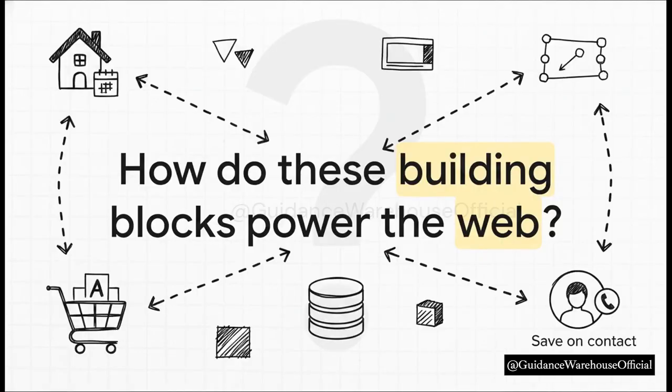So think about this for a second. How do these relatively simple building blocks, just naming columns and setting a few rules, power the entire modern web? The reality is, whether you're booking an Airbnb, checking out on Amazon, or just saving a new contact in your phone, beneath all that shiny software is a rigorously structured database built with these exact same DDL commands.